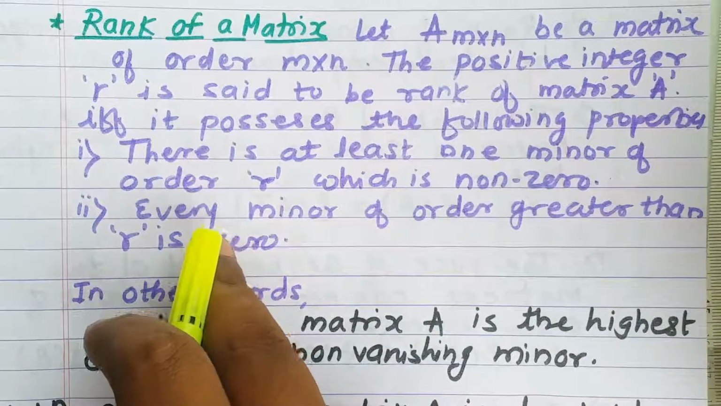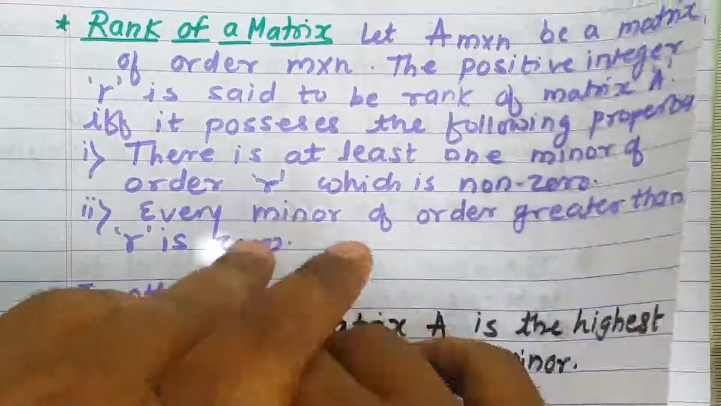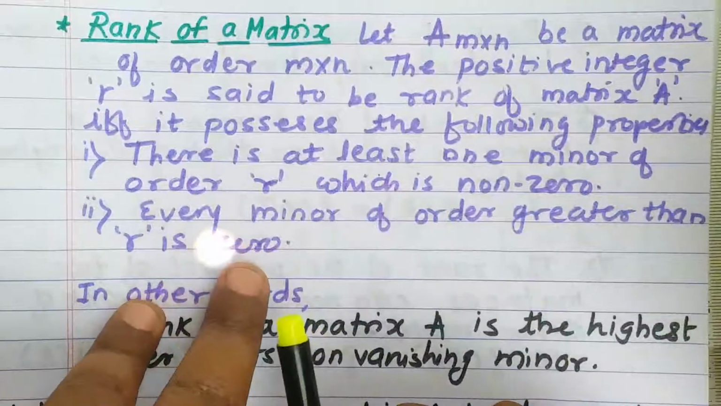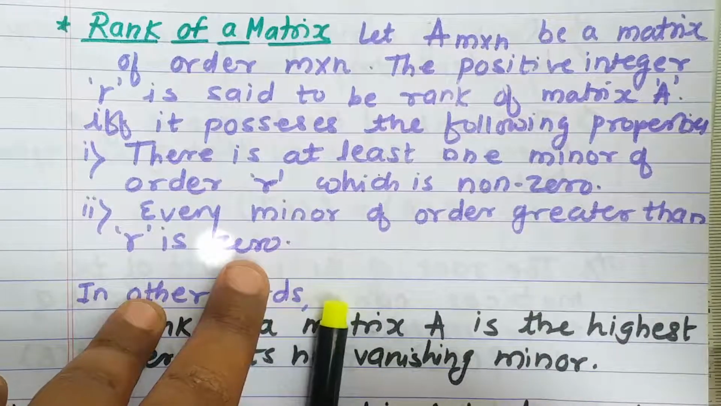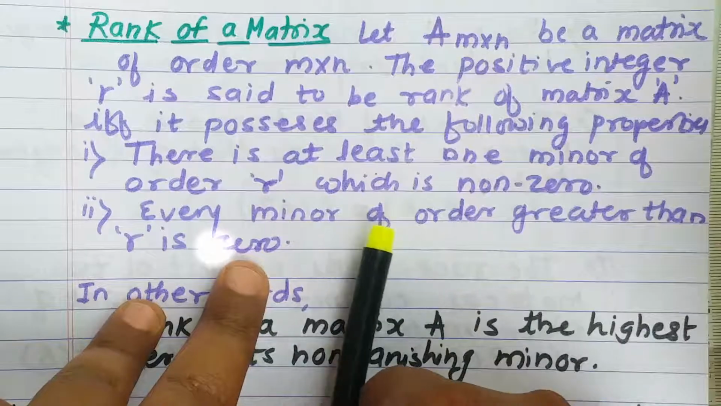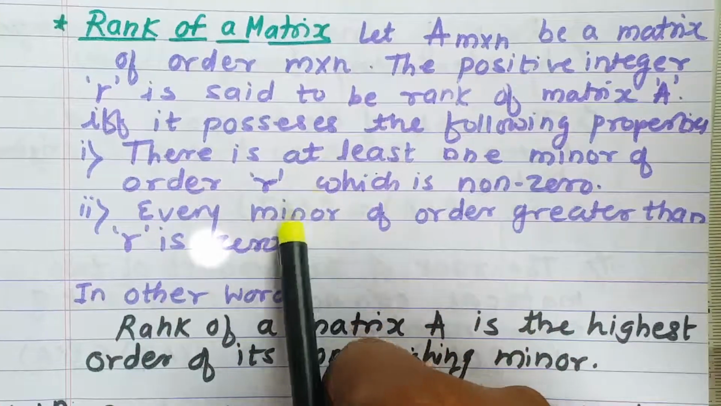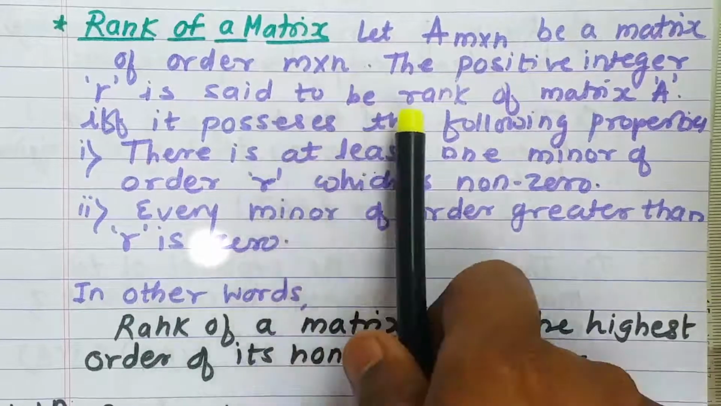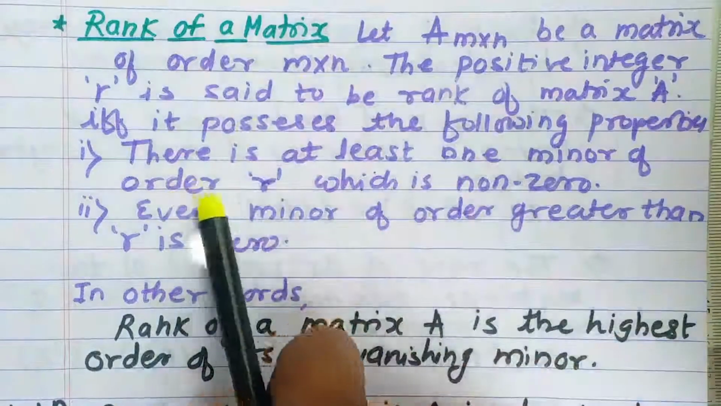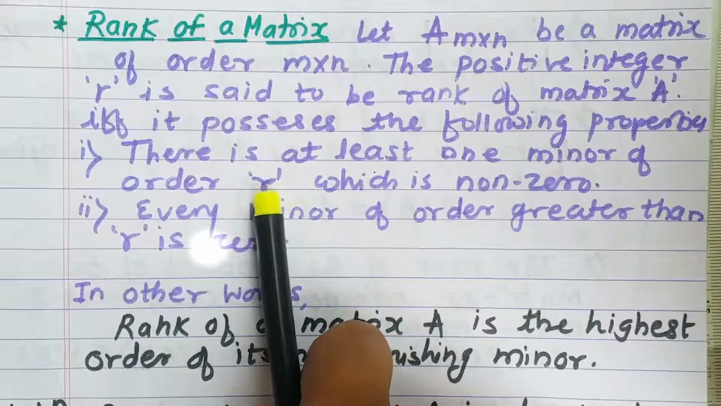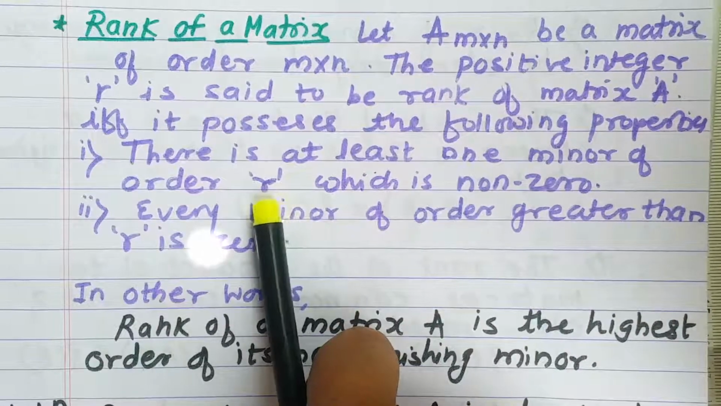Whatever minors that matrix has of order greater than r, that is of order r plus 1, r plus 2 and so on, all the minors of order greater than r will be 0. If these two conditions are satisfied simultaneously for some matrix A of order m by n, then that number r will be called the rank of that matrix.